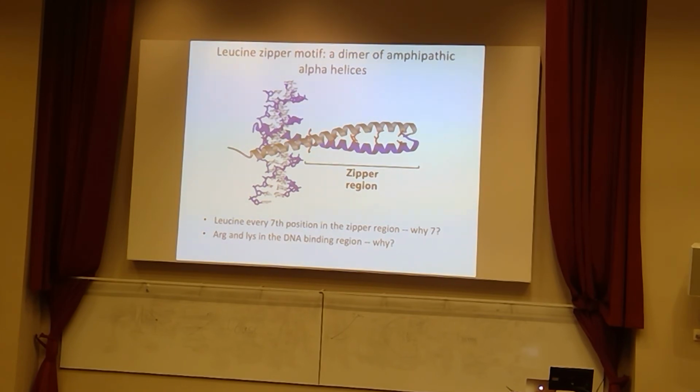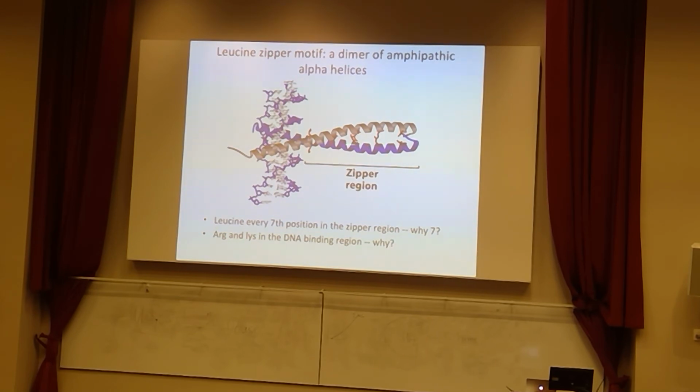Yeah? There's 7 amino acids per turn. So it does have to do with the helical repeat. There's 7 amino acids for every 2 turns of the helix, right? Here's one of our leucines, 1, 2, another leucine, 1, 2 turns, another leucine.